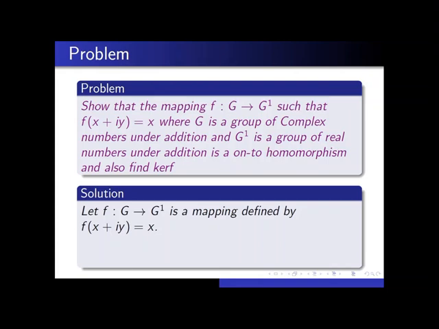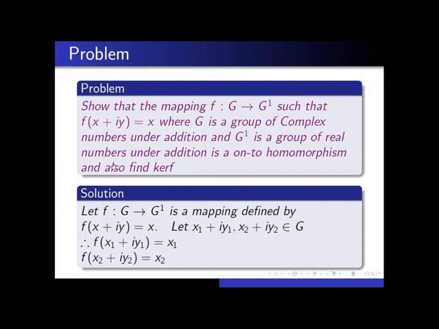First we will write down what is given. f maps G to G dash, a mapping defined by f of x plus iy is equal to x. So our aim is to prove that this is a homomorphism. For that, let us take two elements. To define a homomorphism, we need two elements. So we are taking x1 plus iy1 and x2 plus iy2 belonging to G, because G is a group of complex numbers. Now according to this definition, the images of these two elements will be like this.